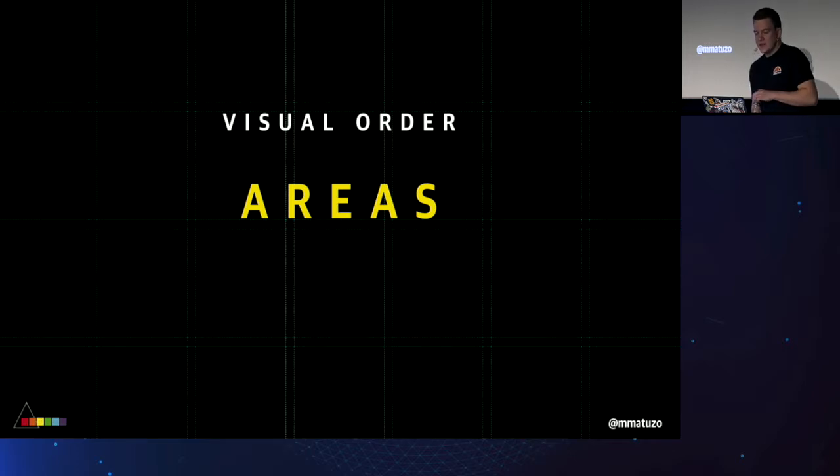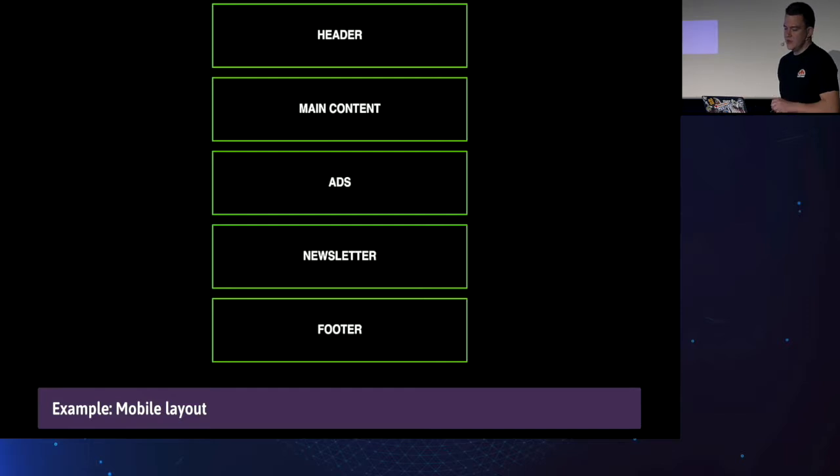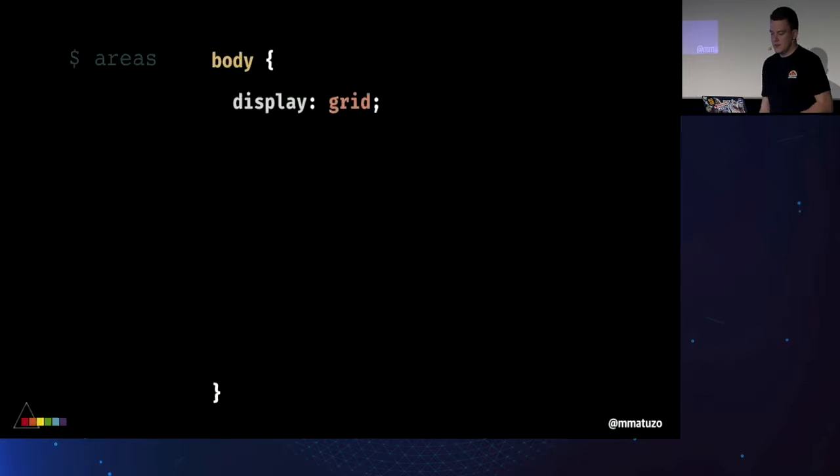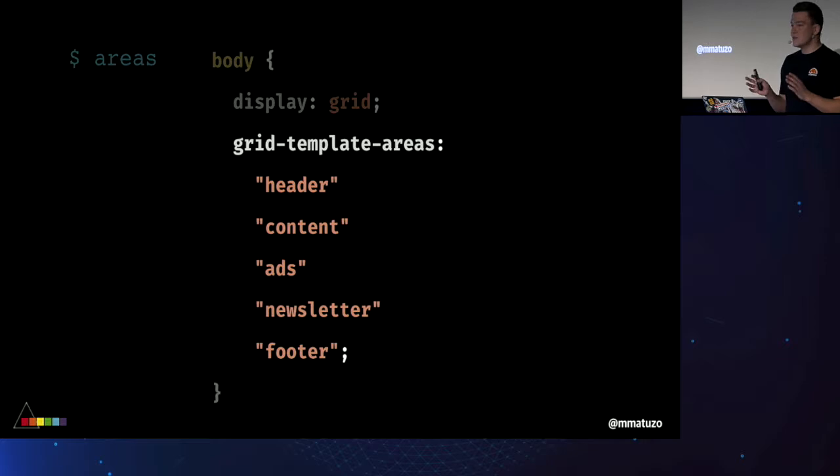Let's say we have to build something like this. We have a header, we have a main content, we have some ads, we have a newsletter sign up, and a footer. On mobile, this would be a single column layout with 5 boxes. Web design, isn't it exciting? So I can describe this layout in CSS if I want to. So I would select the container, in my example here the body, I set display to grid, and then I use the grid-template-areas property to define areas. And I can define an area by using quotes and any name I want to.